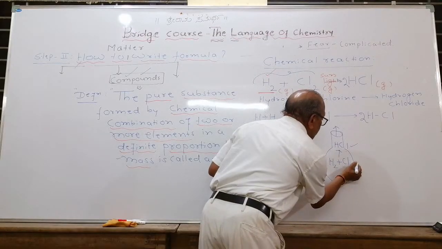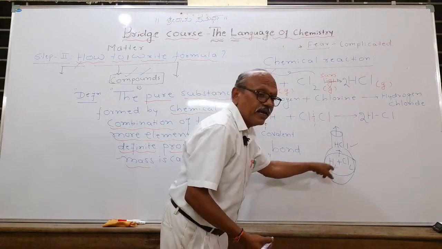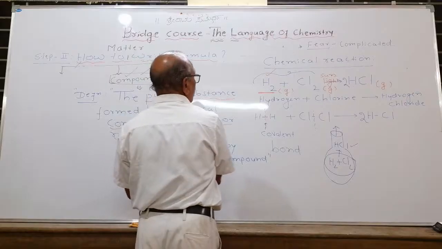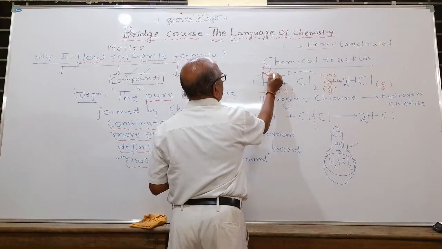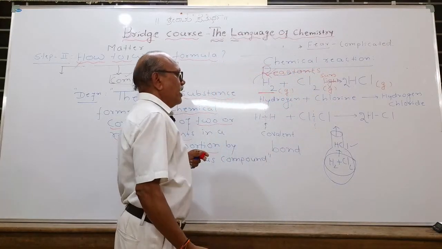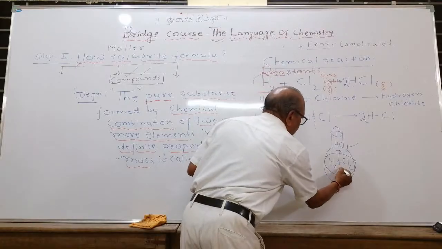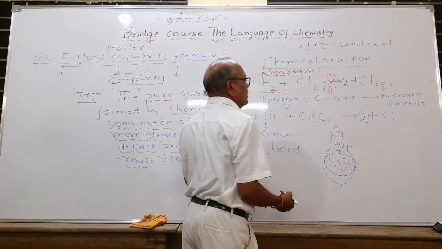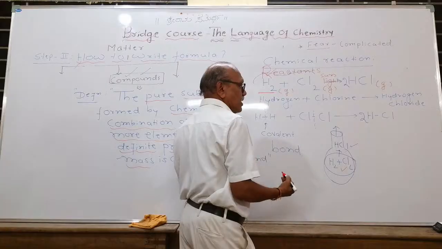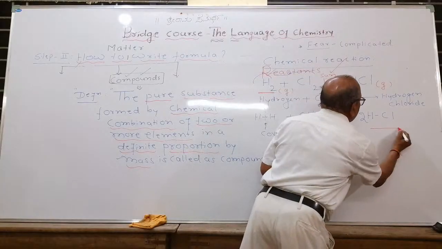The substances which participate in the chemical reaction to start a chemical reaction are called reactants. What are they called? Reactants. What do we call hydrogen and chlorine? Hydrogen and chlorine are called reactants. The substances participating in the chemical reaction are called reactants. Reactants will collide among themselves and their bonds are broken under suitable conditions. Here the condition is sunlight, and new bonds are formed to form the product molecules.